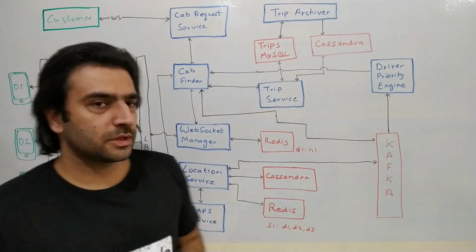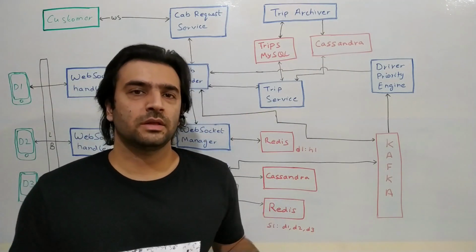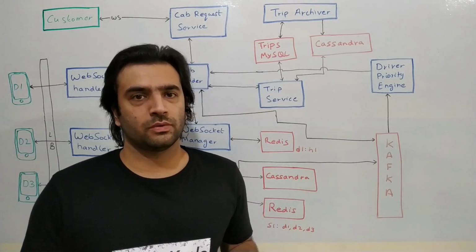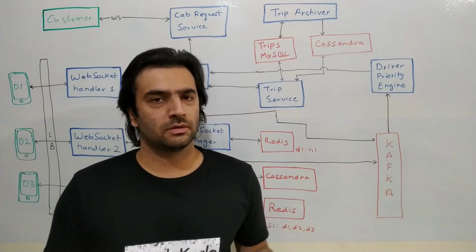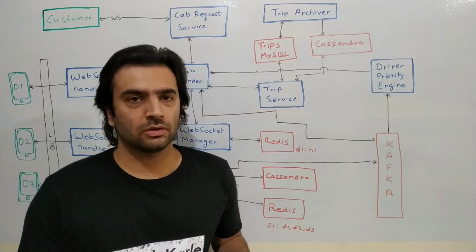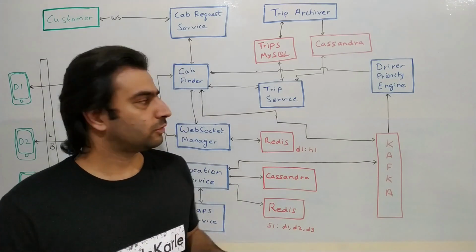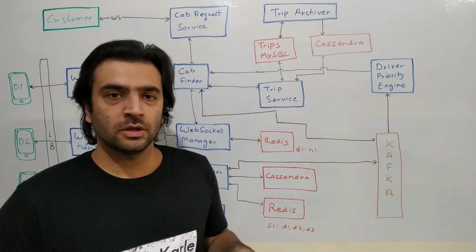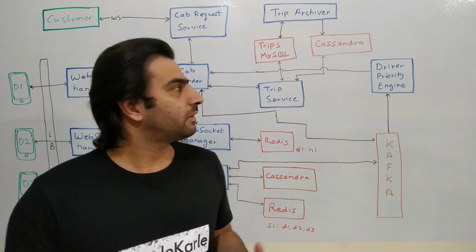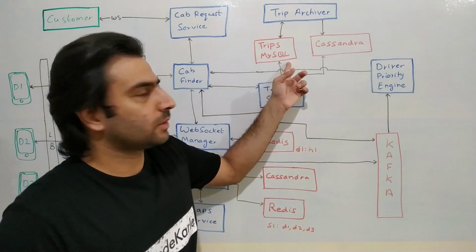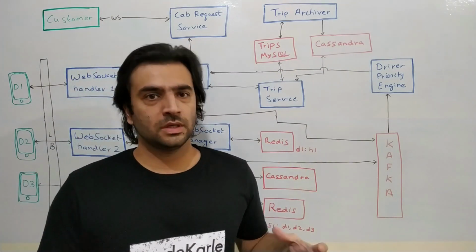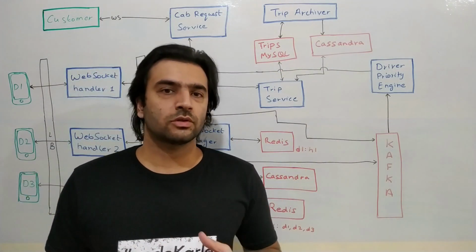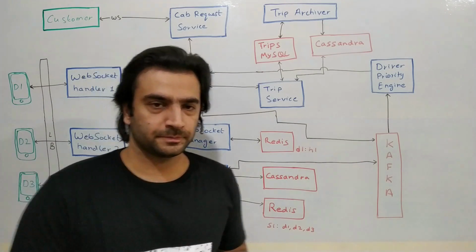Now coming back to trip service, it will expose all the APIs around trips. So if you want to get a trip by ID, or all the trips of a particular driver, or all the trips of a user, all of those APIs would be powered by trip service. And let's say it's a search by driver ID: it will query the MySQL, it will query the Cassandra, get the results from both of them, merge them, and then return it back to whoever was calling. So that's how its flow would be.